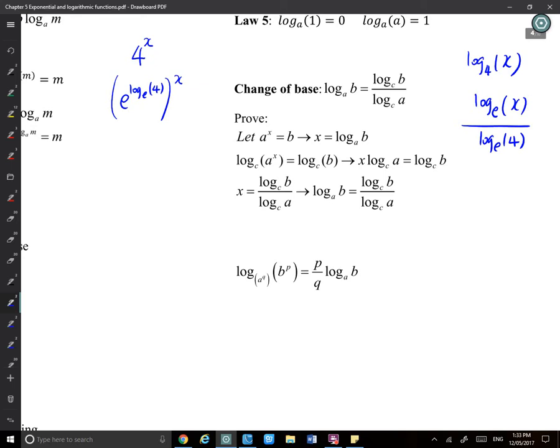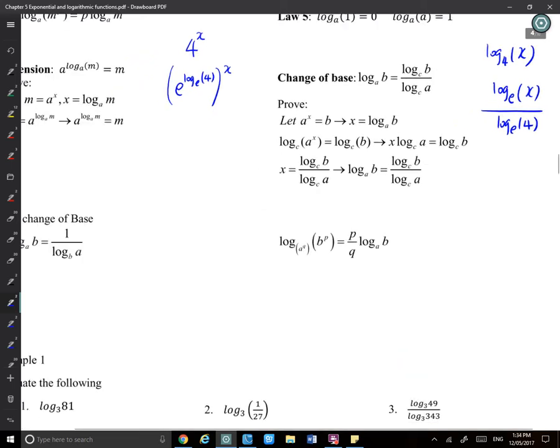For example, if I want to do derivatives for any base, I need to change it to base e and then derive. It's more like a tool.